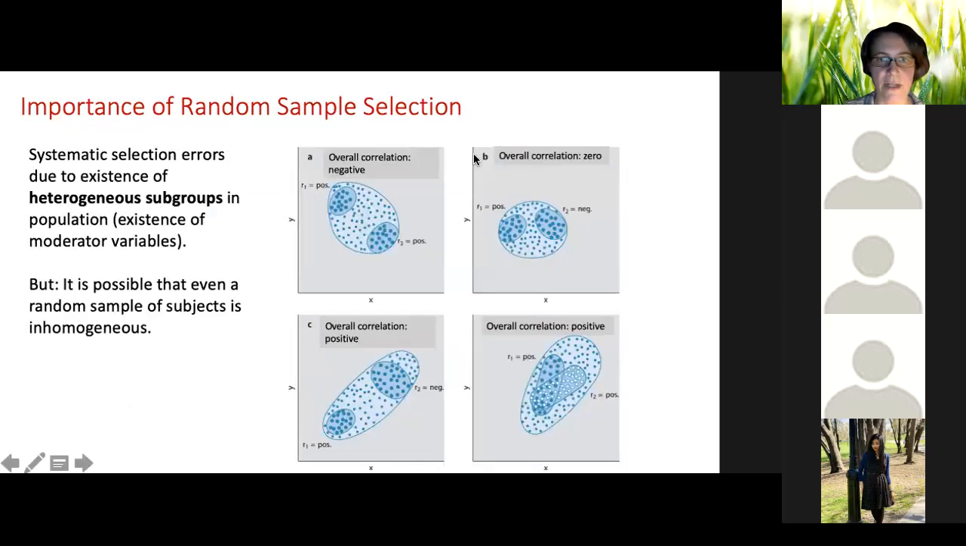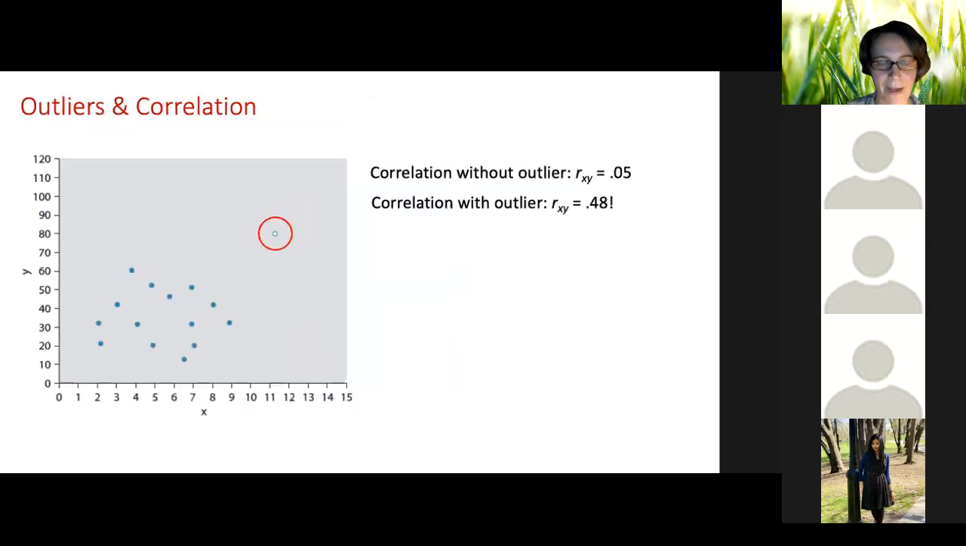These are just illustrations of all sorts of sampling errors that result in misrepresentations of the true correlation, so basically misrepresentations based on estimates that we make from our sample. Okay, because I just want to talk at least a little bit about outliers, that's why I'm moving forward here.